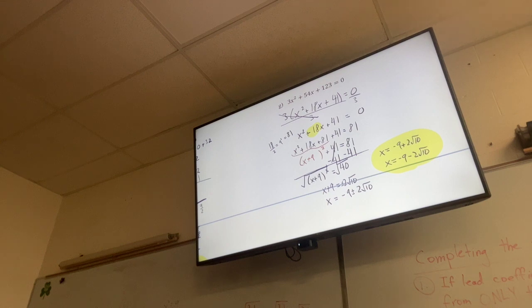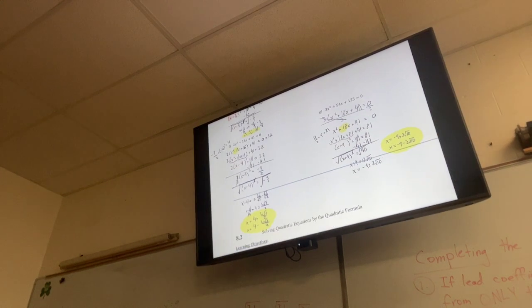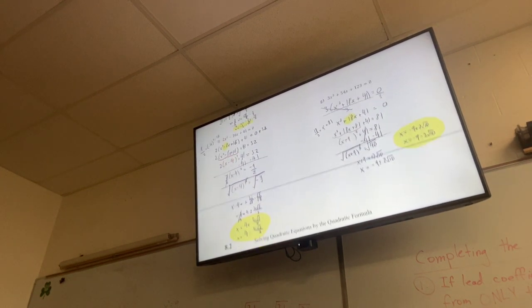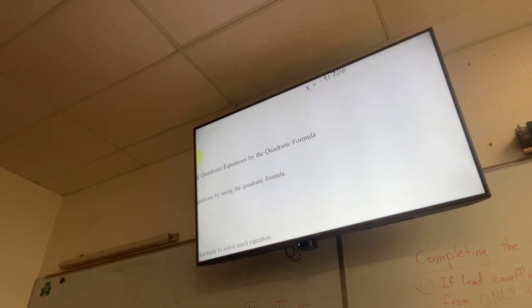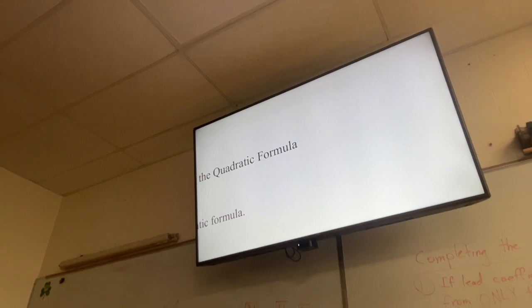Okay, so that's one way to solve quadratic equations for x. Another way requires much less critical thought. It should be familiar from Algebra 1. It is the quadratic formula. So instead of having to go through all these steps to solve for x, the quadratic formula has one step. Really one major step.